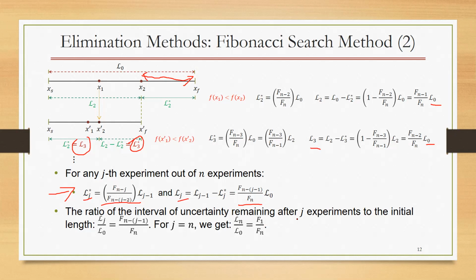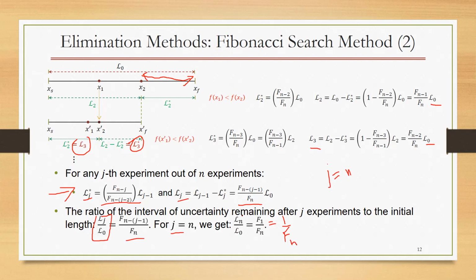Okay, so assume that now when j becomes n. Basically after j experiments, the ratio of Lj to L naught would be this. And if j is equal to n, we would get this. So this f of 1 we know is equal to 1. This would be 1 divided by f of n.